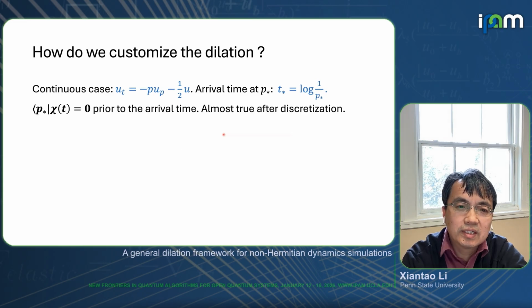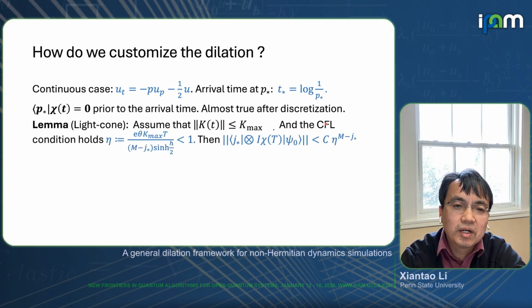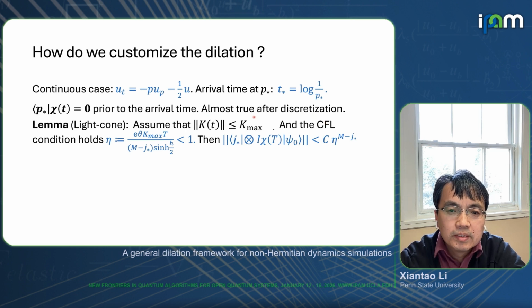So namely, the error at the boundary will not affect you at all. But of course, after the discretization, that is no longer true, but almost. Now, suppose that the K here is bounded by K max.